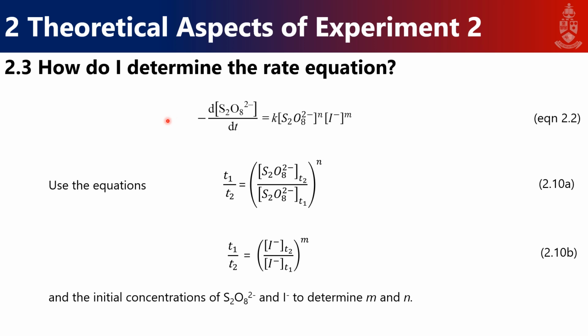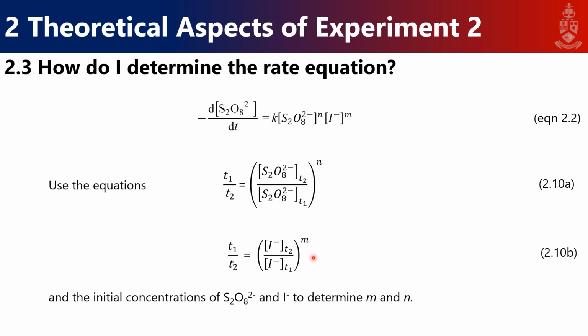But this is the rate expression, and it says rate is the negative of the change of reactant concentration with time. So your rate is inversely proportional to time. And that is why I'm switching. I don't have T2 over T1, I have T1 over T2. So the rate is inversely proportional to time. So I can determine n here by the ratios of the concentrations of experiment 2 to experiment 1.